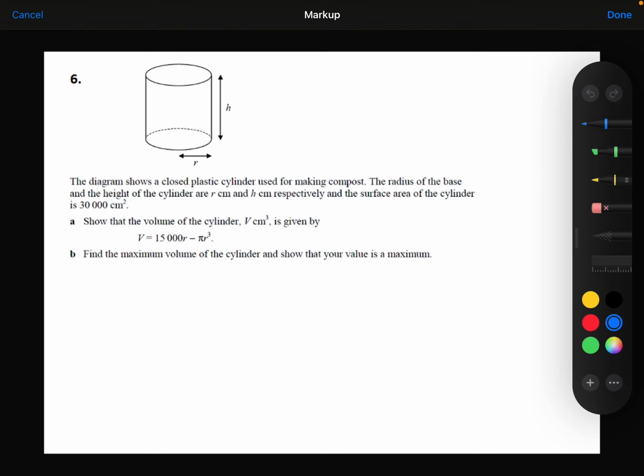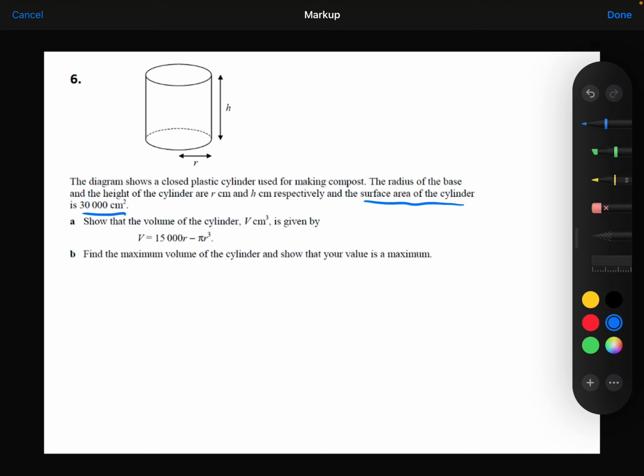The diagram shows a closed plastic cylinder used for making compost. The radius of the base and the height of the cylinder are R centimetres and H centimetres respectively, and the surface area of the cylinder is equal to 30,000 centimetres squared. We need to show the volume can be given as 15,000 R minus pi R cubed.